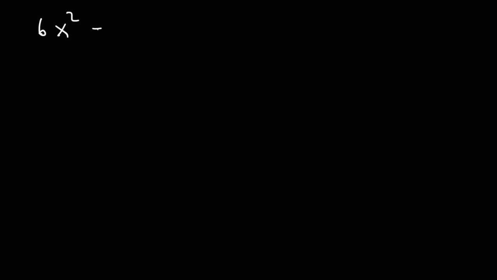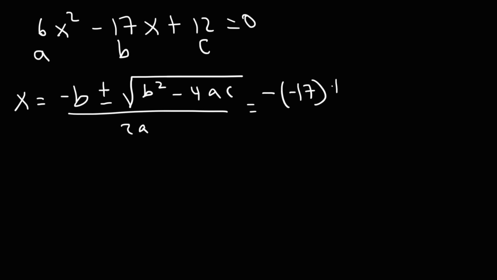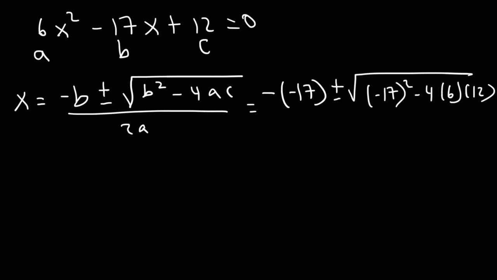Let's say we have this particular quadratic equation. Go ahead and use the quadratic formula to get the answer. So we can see that a is 6, b is negative 17, and c is 12. So let's begin by writing the formula. x is equal to negative b plus or minus the square root of b squared minus 4ac, divided by 2a. So b is negative 17, and then we have b squared, that's negative 17 squared, minus 4, a is 6, c is 12, divided by 2a, or 2 times 6.